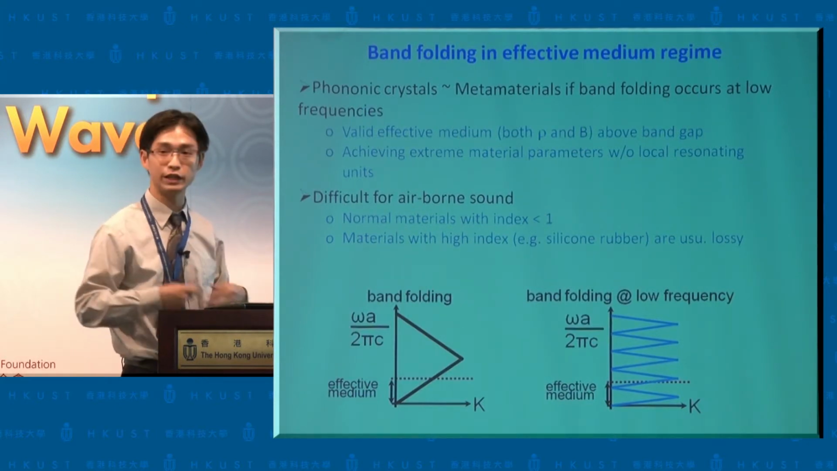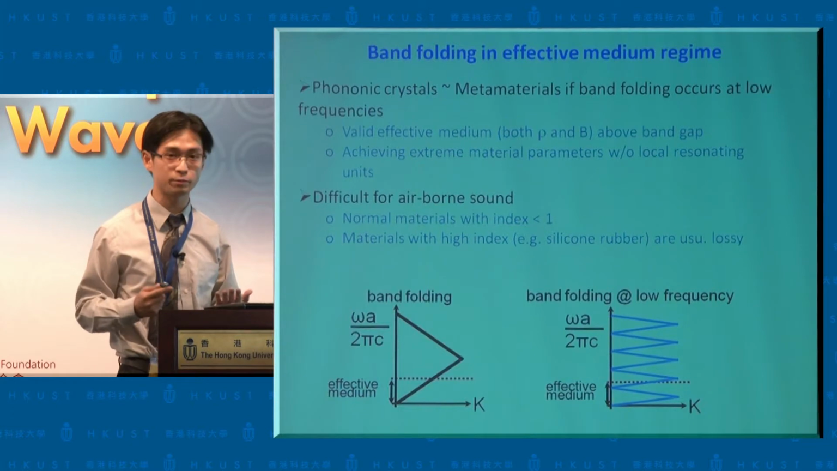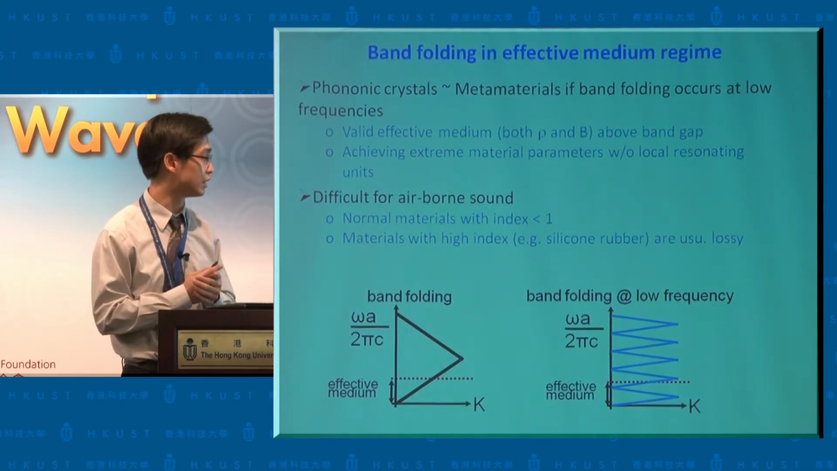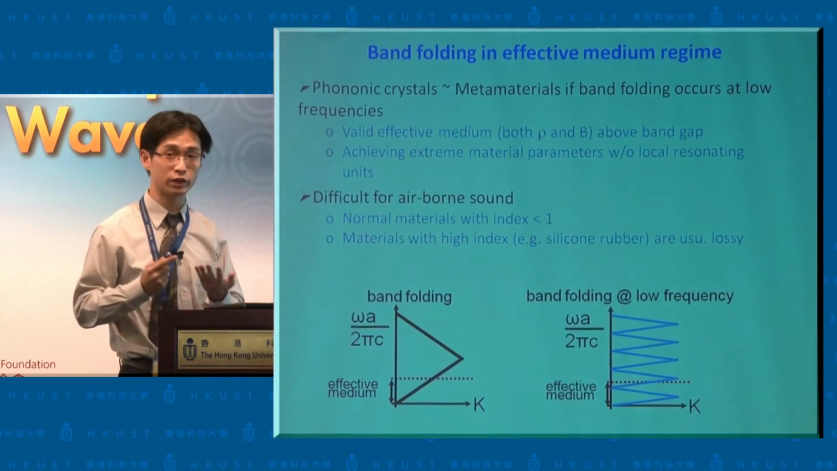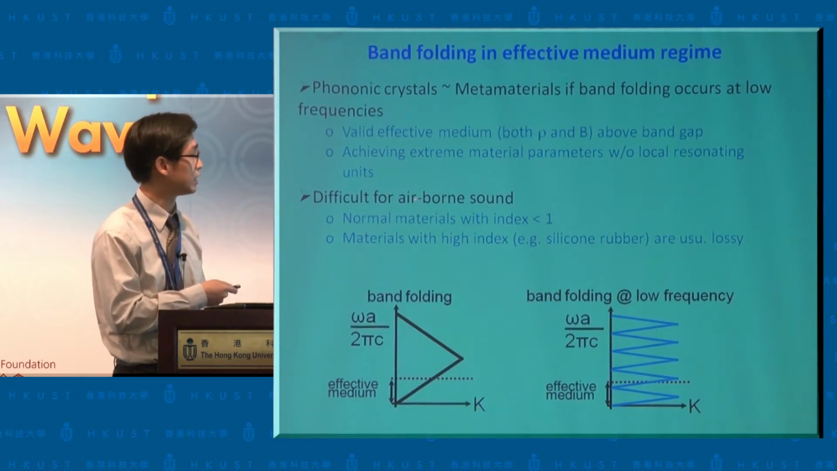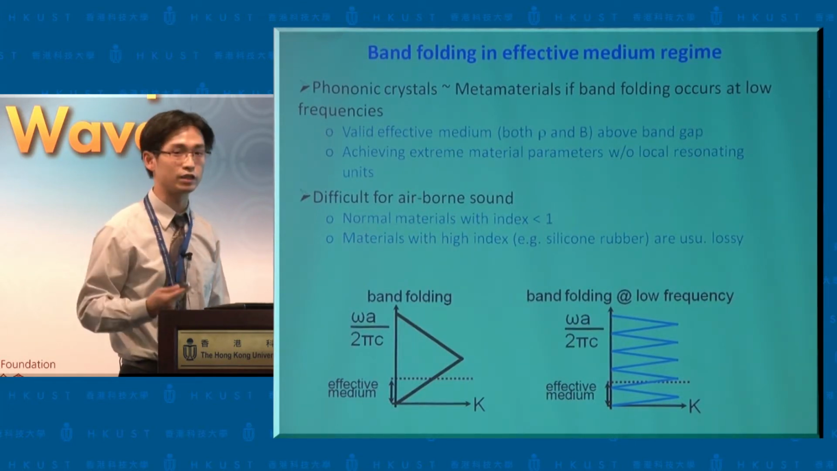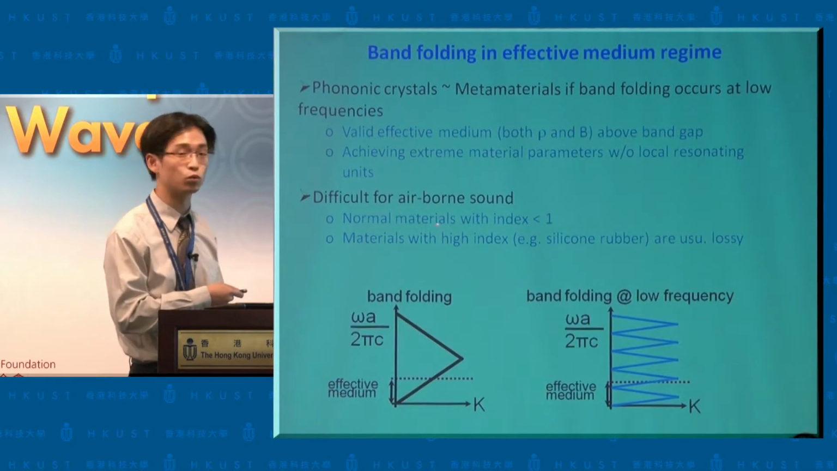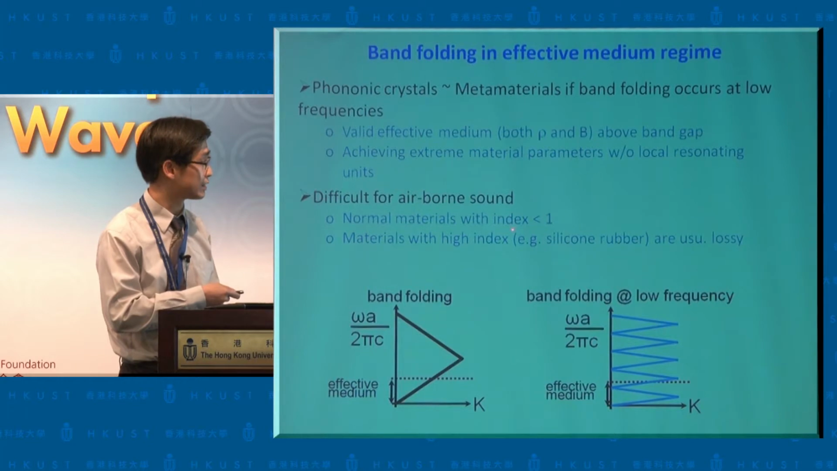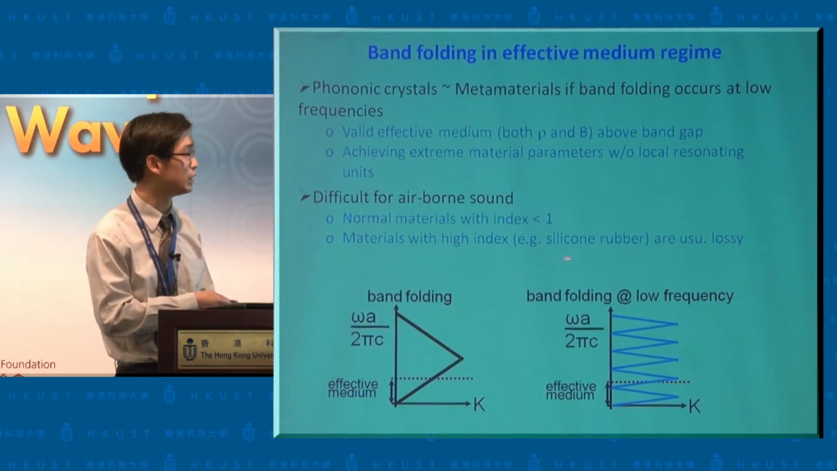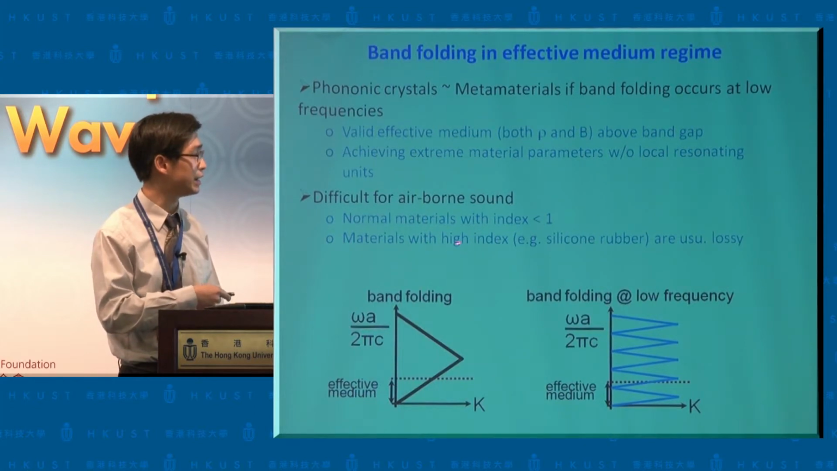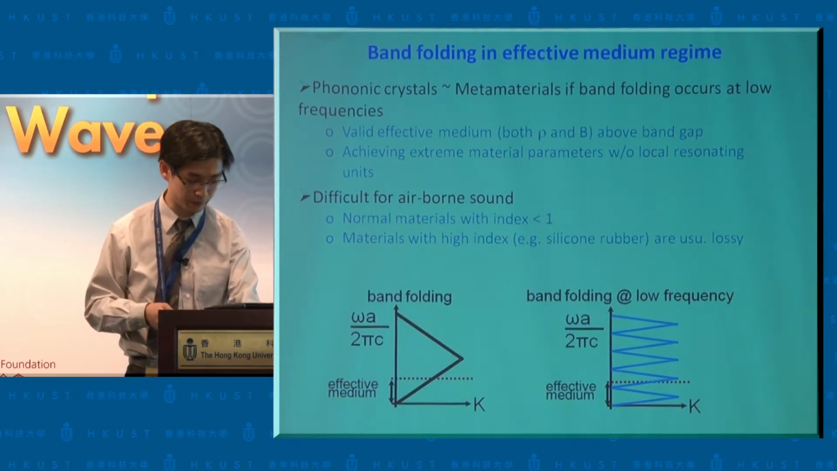But this is not usually easy, because in nature we don't have materials with very high indexes. For example, this will be very difficult for airborne sound, which we are interested in this case, since normally the sound speed in a material is much faster than the one in air. So equivalently, we have an index less than 1 in this case. There are some exceptions. For example, silicone rubber can have a sound speed much lower than the one in air and equivalently has a high index, but they are usually very lossy.